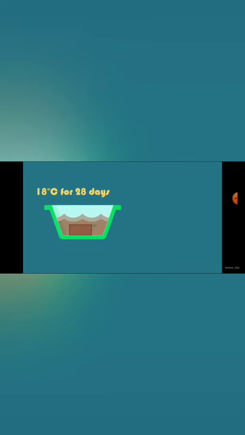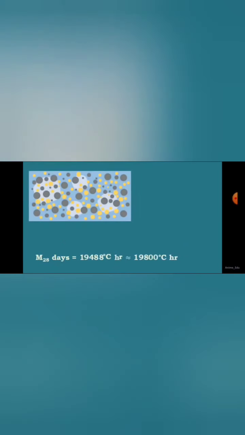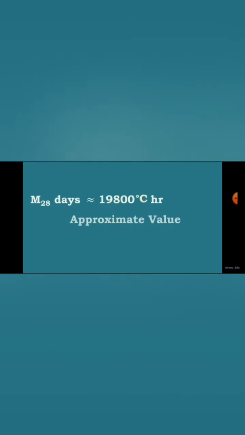Let us see. If you are curing the concrete for 28 days at an average temperature of 18 degrees Celsius, its maturity will be 19,488 degrees centigrade hours, and it will be approximately taken as 19,800 degrees centigrade hours, because the hydration of the concrete will start at minus 11 degrees centigrade, and so it is taken as the approximate value 19,800 degrees centigrade hours at the 28 days of curing.